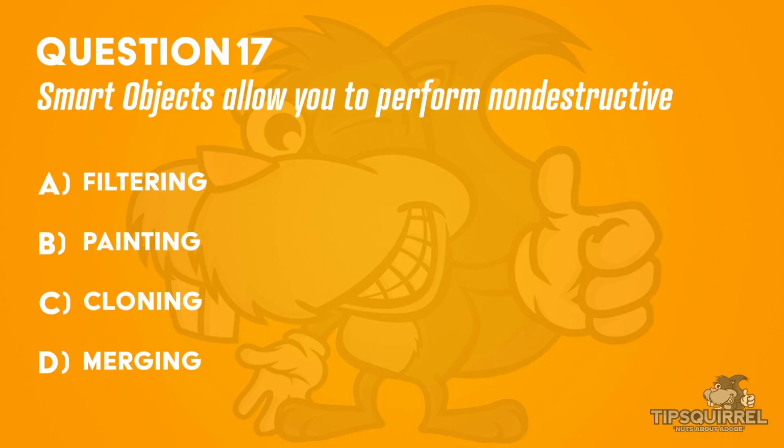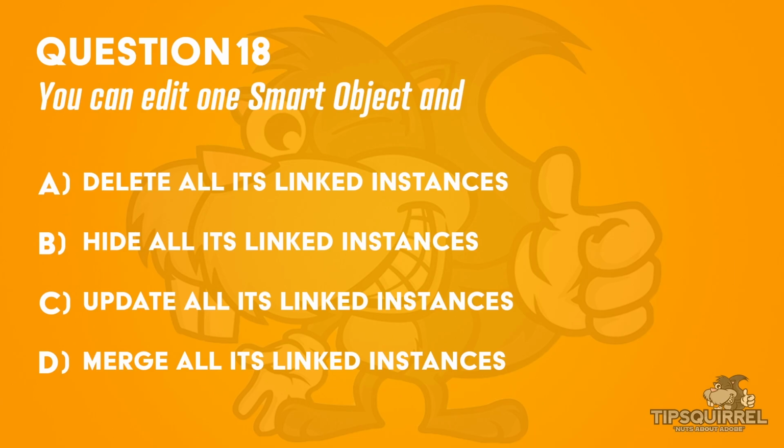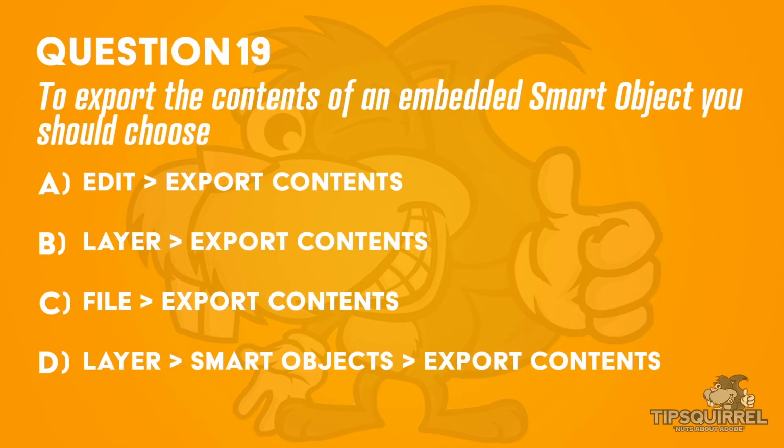Question number 18. You can edit one smart object and A, delete all its linked instances, B, hide all its linked instances, C, you can update all its linked instances, or D, you can merge all its linked instances. And question 19. To export the contents of an embedded smart object, you should choose A, edit export contents, B, layer export contents, C, file export contents, or D, layer smart objects export contents.